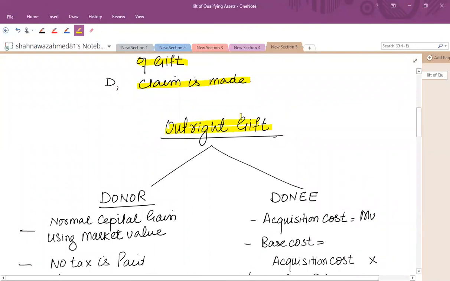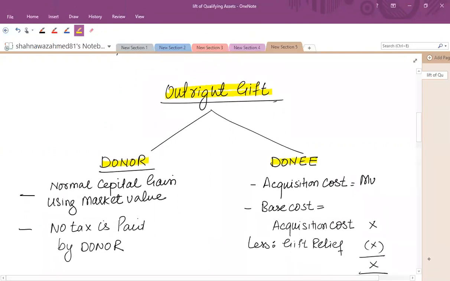So let's talk about the outright gift first. If an asset is being gifted to another party, the transferor is called the donor and the receiver is called the donee. From the donor's point of view, we have to compute the normal capital gain, chargeable gain, using the market value as the sale proceeds. So when we calculate market value minus cost, it will be a gain. But no tax is to be paid by the donor. Rather, the gain is deferred.